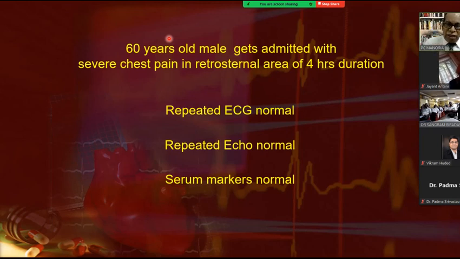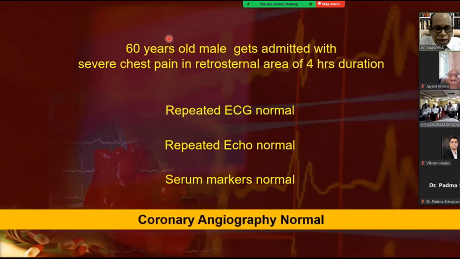Now, this is again a very interesting story. A 60 year old male gets admitted with severe retrosternal chest pain of 4 years duration, a relation of a member of the medical fraternity. Repeated ECGs were normal. Repeated echoes were normal. Echo done by a second operator was normal. Serum markers were normal. The patient was shouting with retrosternal chest pain. Coronary angiogram was done, and was normal.